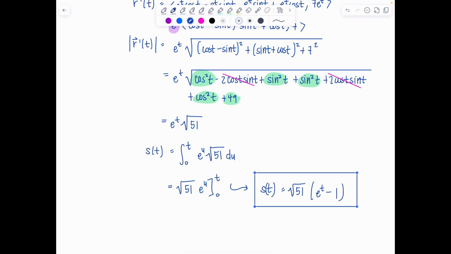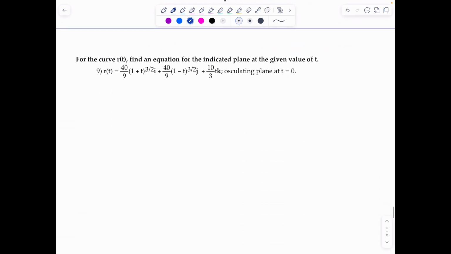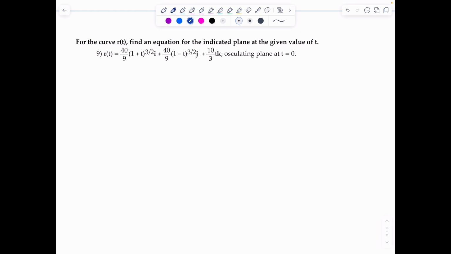Last one, I told you I'm solving this fast and furious. For the curve r of t, find an equation for the indicated plane at the given value of t. So here's r of t. Let me rewrite it in component form. And we're asked for the equation of the osculating plane.